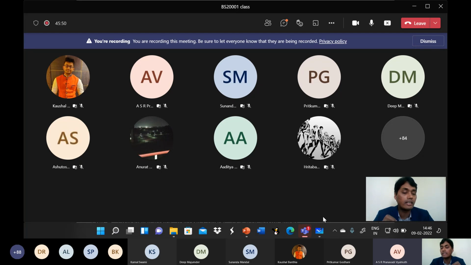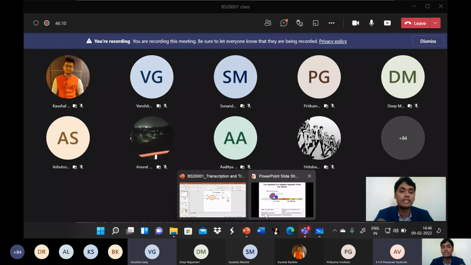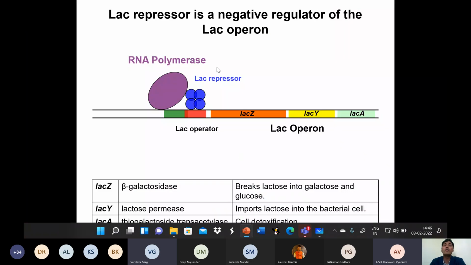Only when bacteria will sense that there is no glucose, it will turn on its own system, this lac operon, so that it can still survive in absence of glucose. That time it will use lactose, right? So now, if you see here how this operon is negatively regulated all the time, that is what I'm trying to explain now.